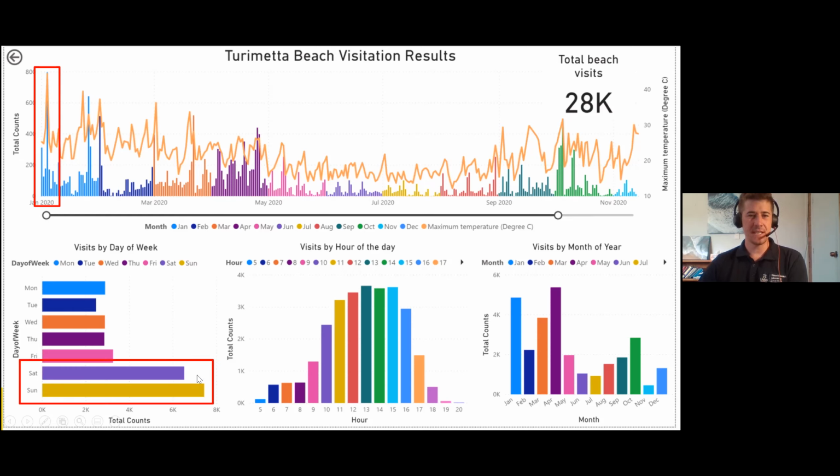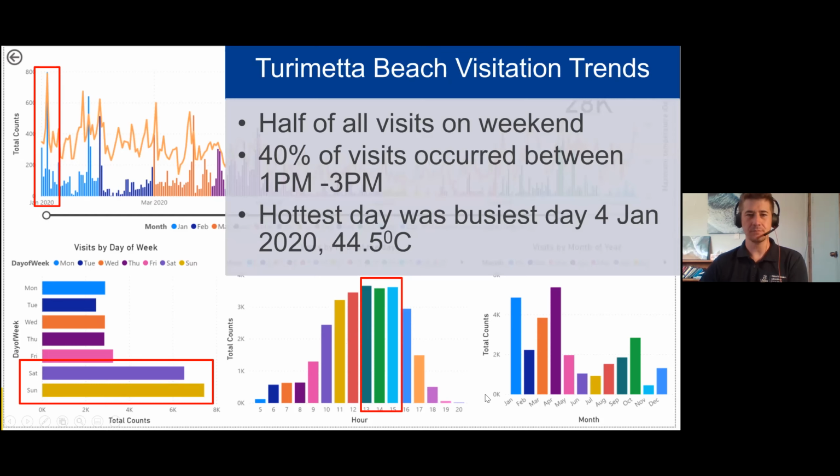You can also see that the busiest day of the week was the weekend. And you can also see that the busiest time of day was actually the afternoon from 1 till 3 p.m. in the afternoon, which was different to the other location that I presented. This is another site that has no lifeguards at the location. So having an understanding of these beach usage patterns is really useful in improving beach safety if you can think about when rescue is more likely to occur because there's more people at the beach.